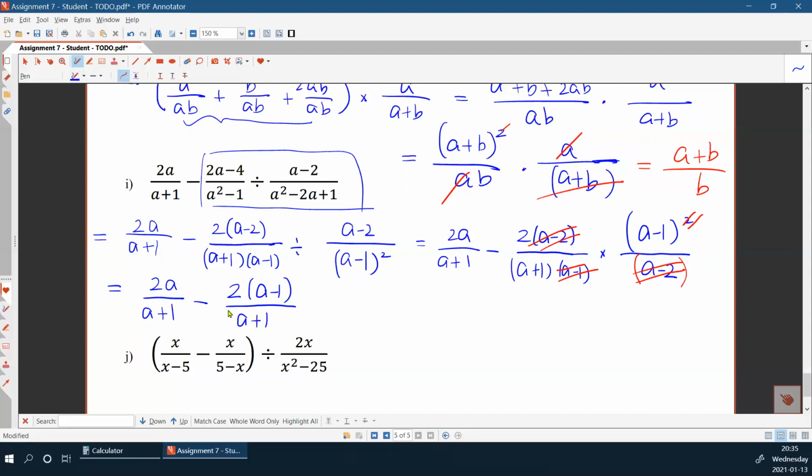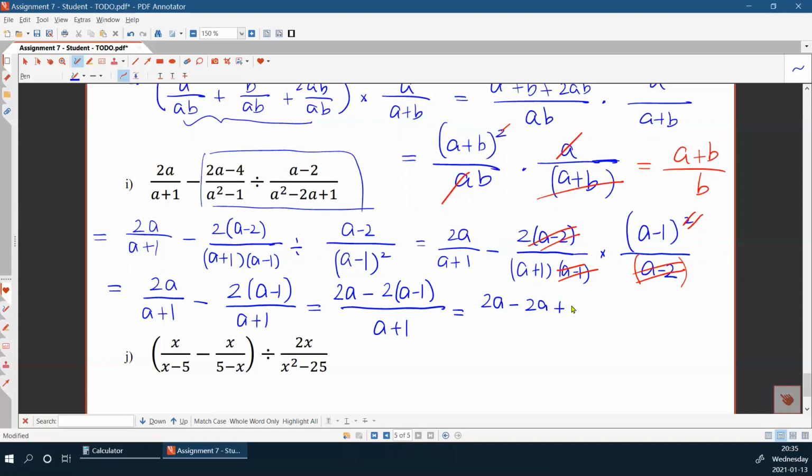Now both of the terms have the same common denominator, so we can just directly combine these two terms, which is A plus 1 as denominator. What's left in the numerator is 2A minus 2 times (A minus 1), right? And then we can expand the numerator as 2A minus 2A.